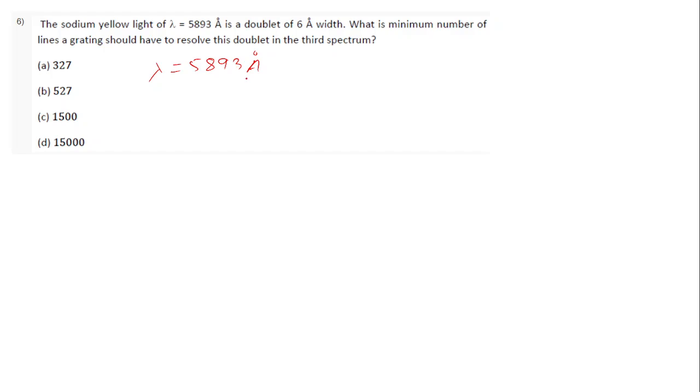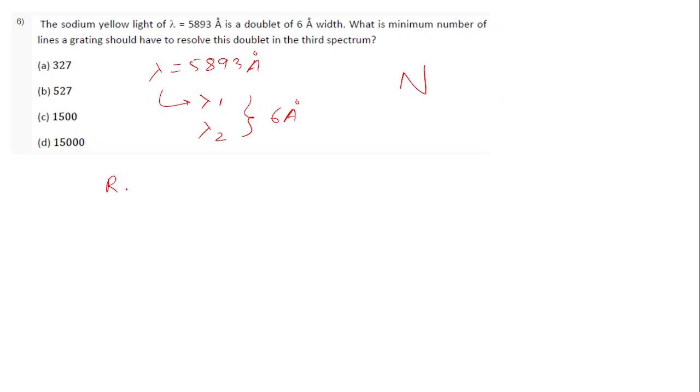Next question is, the sodium yellow light of wavelength 5893 angstrom is a doublet, we know D1, D2 lines, of 6 angstrom width. We know it has doublet lambda 1 and lambda 2. The difference between them is 6 angstrom, and this average value we are taking as 5893 angstrom. What is the minimum number of lines a grating should have to resolve this doublet in the third spectrum? So we know 1 spectrum, 2 spectrum, 3 spectrum, many orders of spectrum we will be getting from the grating. What is the number of lines we should have in this grating, so that these two wavelengths get resolved in the third order spectrum?